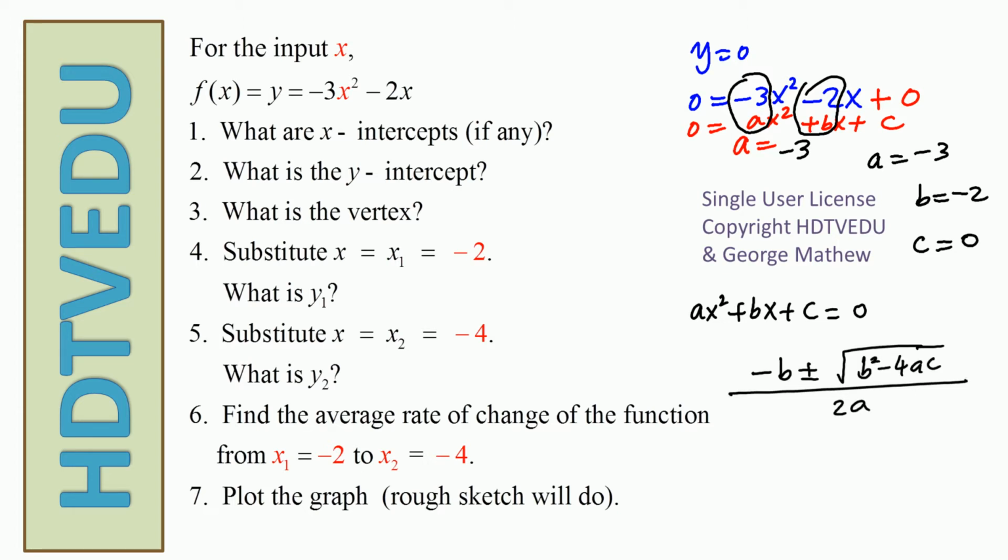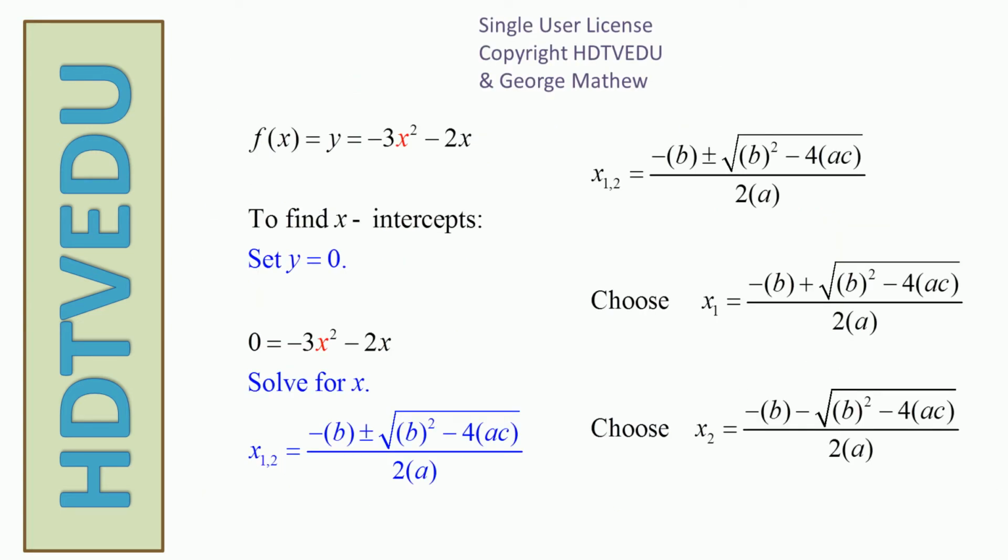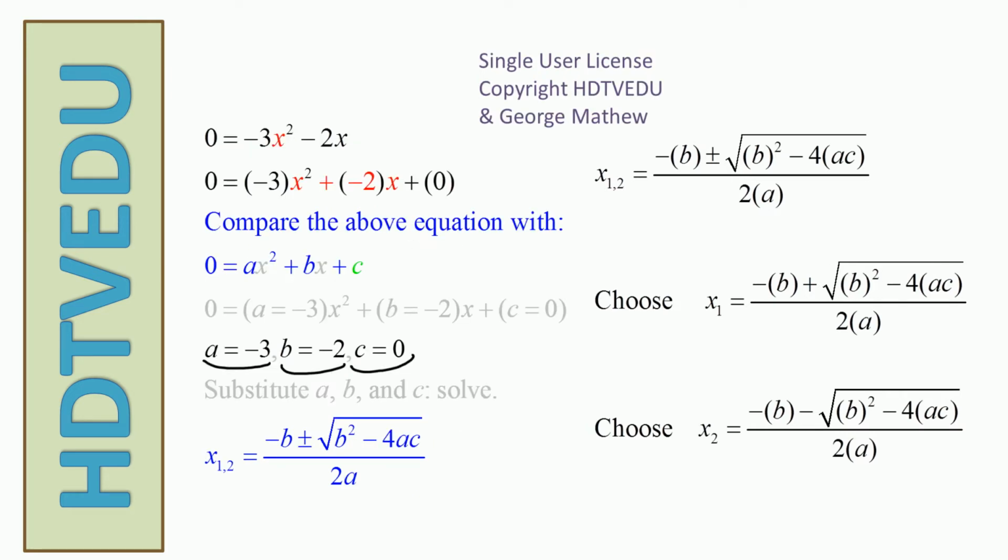A can be positive or negative. A cannot be 0. B can be positive, negative, or 0. C can be positive, negative, or 0. Because a, b, and c can be negative or positive, why don't we just use parentheses? Same thing, right? All right, so you have f of x equals negative 3x squared minus 2x. To find x-intercepts, set y equal to 0 and solve for x. a equals negative 3, b equals negative 2, and c is equal to 0.